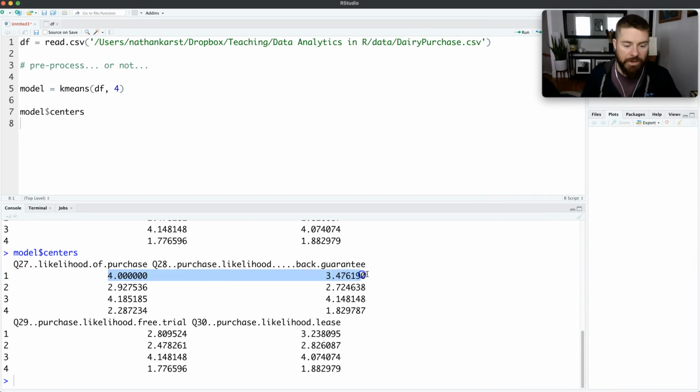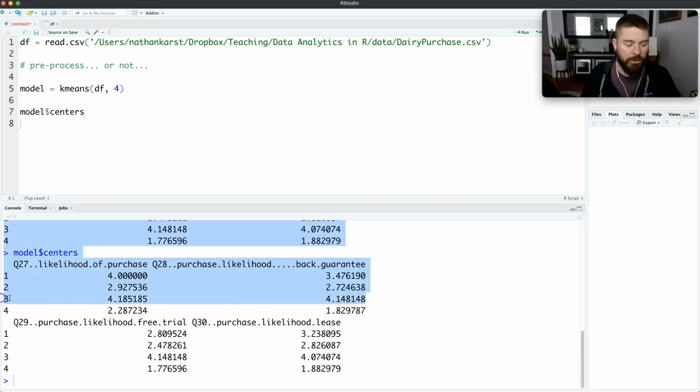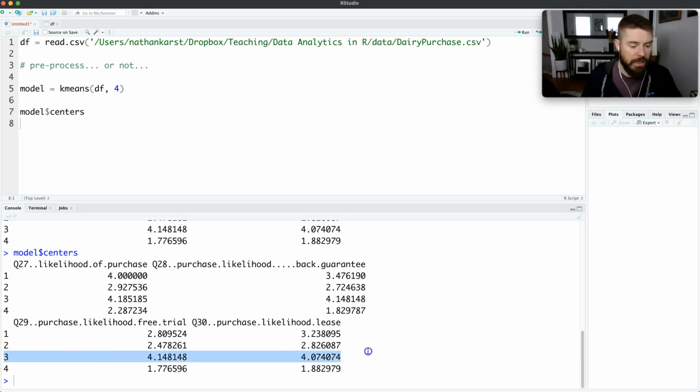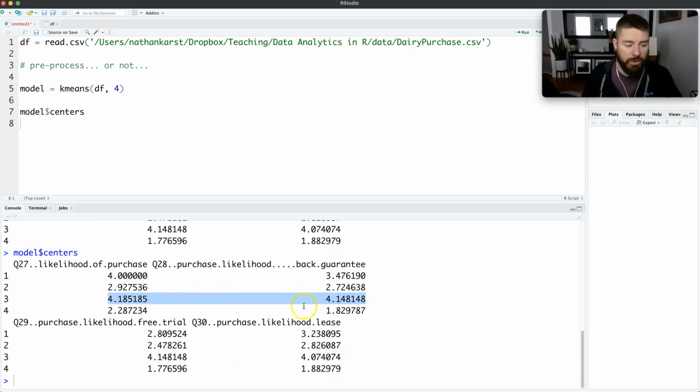This is the average inside that cluster. So for instance, let's do cluster 3 first. And notice that your cluster 3 may not be the same as my cluster 3. But for my cluster 3, these people are universally positive. They have 4 stars across the board, 4 stars for question 27, 28, 29, and 30. They are just so positive. It doesn't even matter what you do, whether you do a money back guarantee or lease or whatever. They're going to buy this product regardless.